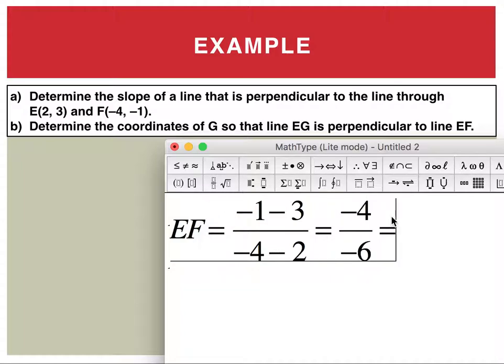Now this is a great one to do because it's good for simplifying. First of all, if you have two negatives, make it a positive. And then I can divide 4 and 6 both by 2. So I get 2 over 3. I divide 4 by 2, I get 2. I divide 6 by 2, I get 3. And the negatives go away.